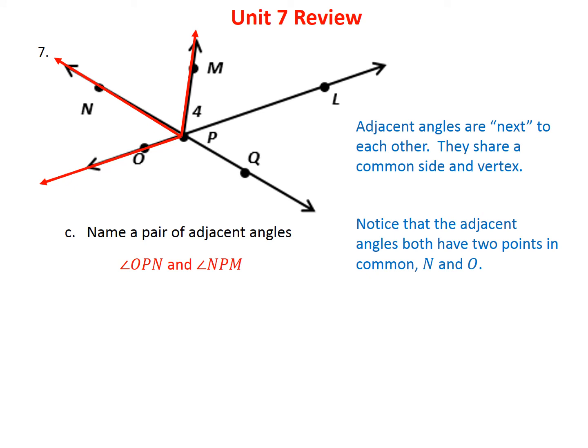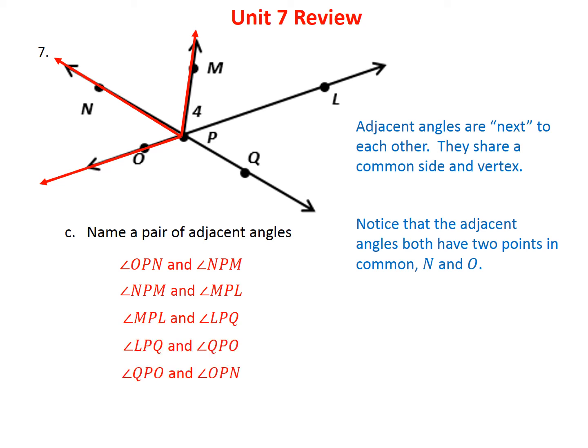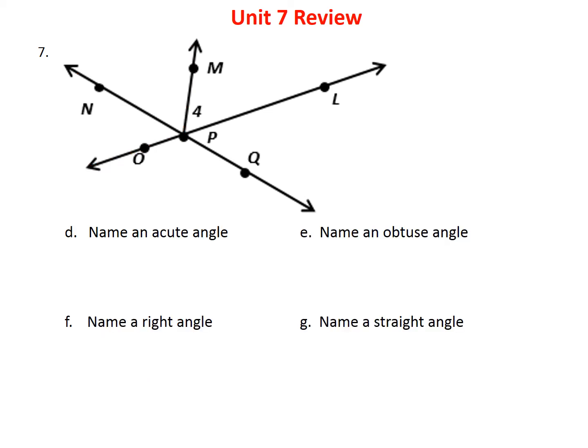Notice these have N, each of them has an N and an O. But I can just go around now and I could name NPM and NPL. And notice I'm just going around clockwise, naming angles that are next to each other all the way around the angle circle. Okay.